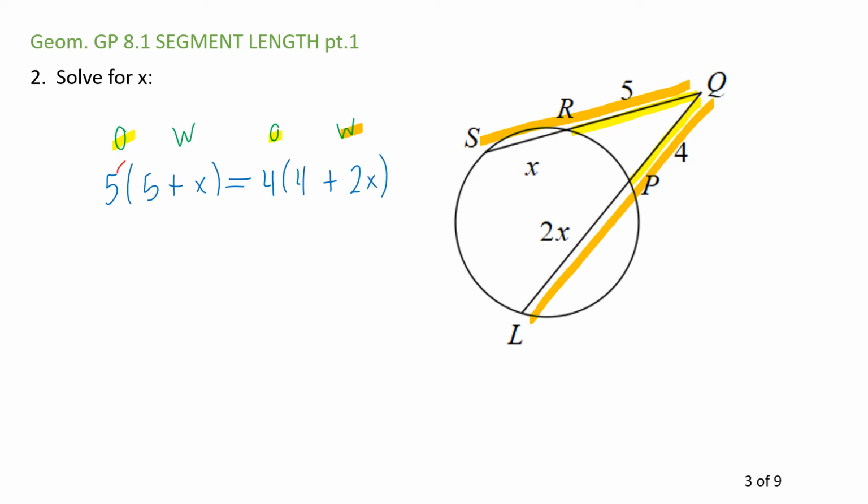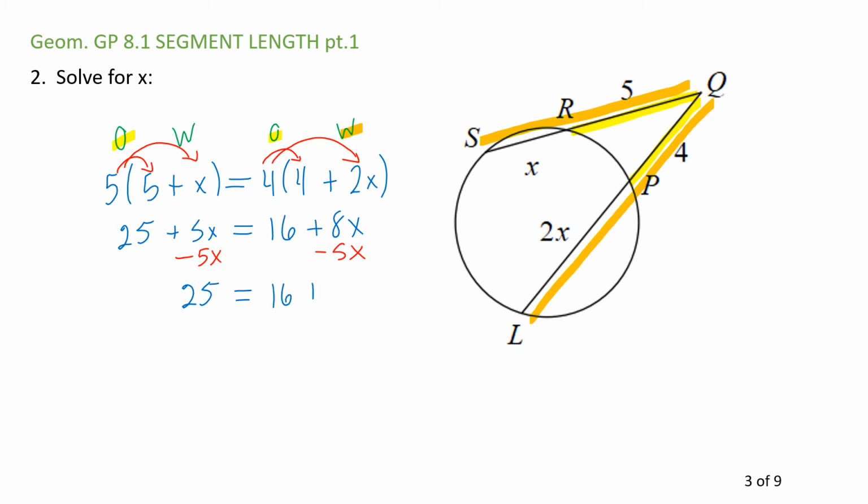Here I am going to distribute because I've got variables. So 25 plus 5x. And then it turns into an algebra problem, which I can't solve until I get my variables together. Looks like x equals 3.